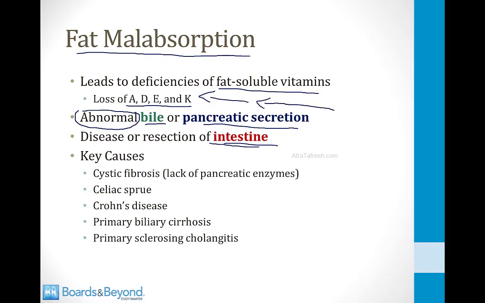And there are a number of causes of fat malabsorption, but I've listed some of them on the screen here. Cystic fibrosis can result in lack of pancreatic enzymes, and this can lead to fat malabsorption. Celiac sprue can affect the intestinal absorption of vitamins A, D, E, and K. You can also become deficient in fat-soluble vitamins from Crohn's disease, primary biliary cirrhosis, and primary sclerosing cholangitis.